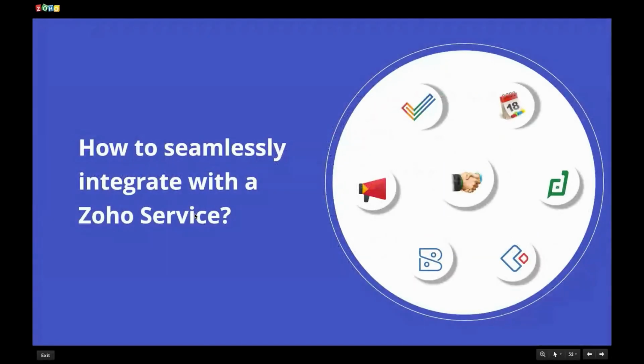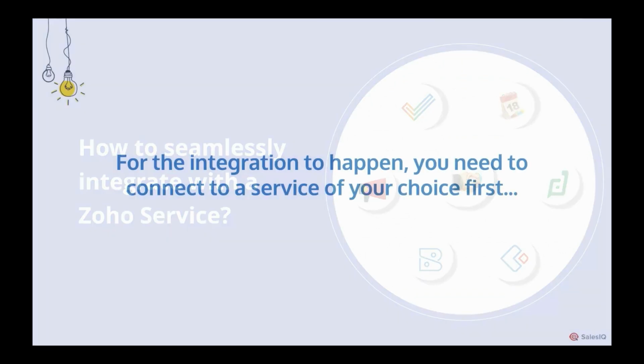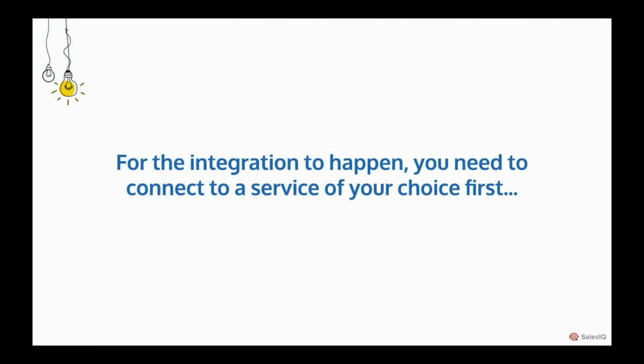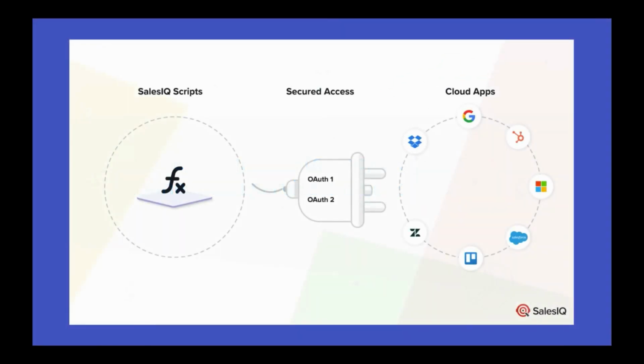The next one is how to seamlessly integrate with the Zoho service. So you can also make use of features from other Zoho or external services inside the Zobot. For this, you first need to establish a connection with the service. All right. So connections in SalesIQ scripts are interfaces that are used to integrate third-party services with your Zoho service. In this case, Zoho SalesIQ. So these connections are used in a URL invocation task to access authenticated data.